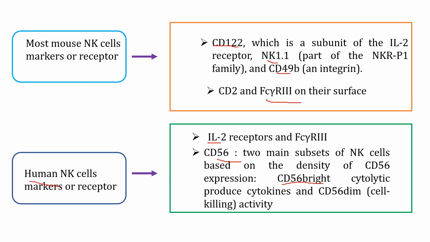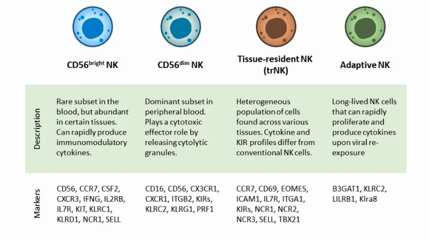Now the CD56 bright NK cells are similar to T helper cells. The bright cells make up the majority of the NK cells found in bone marrow, secondary lymph node tissue, liver and skin. So these are the human NK cells' receptors. Here we have the CD56 bright NK cell, CD56 dim NK cell, tissue resident NK cell and adaptive NK cells. These are all the markers.